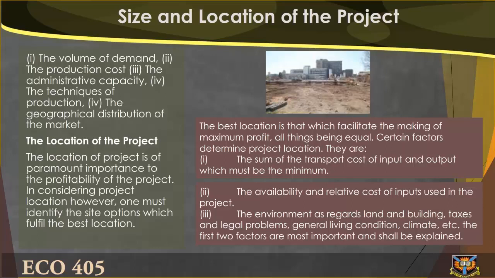The location of the project. The location of the project is of paramount importance to the profitability of the project. In considering project location, however, one must identify the site options which fulfill the best location. The best location is that which facilitates the making of maximum profit, all things being equal. Certain factors determine project location. These are: 1. The sum of the transport costs of input and output, which must be the minimum.